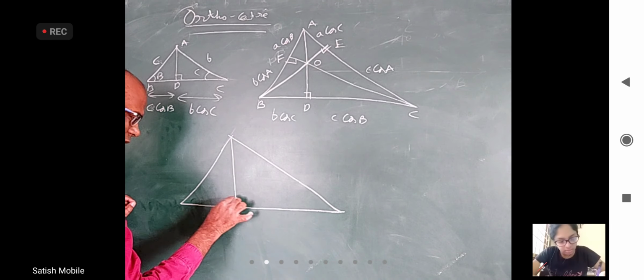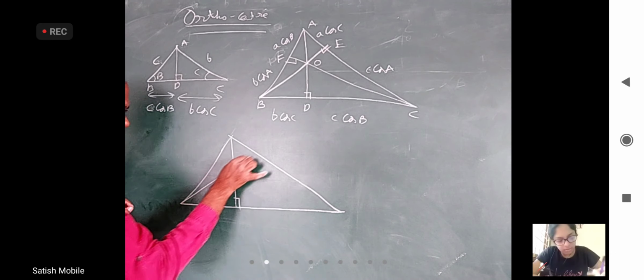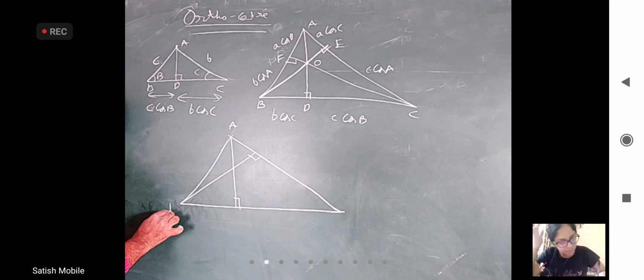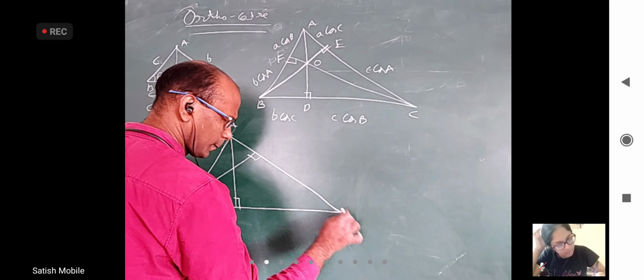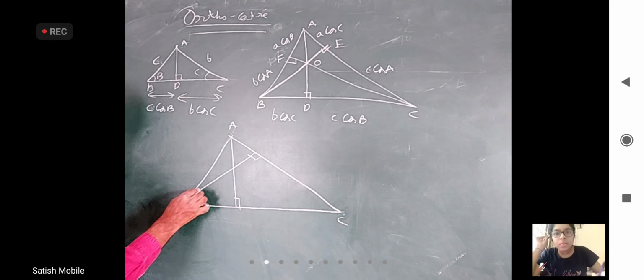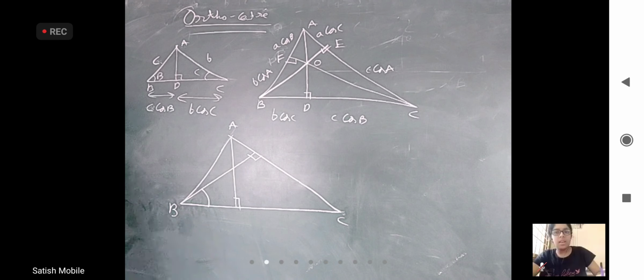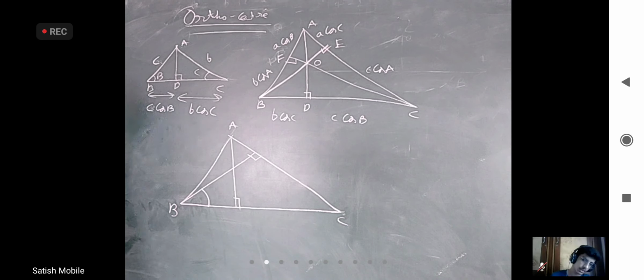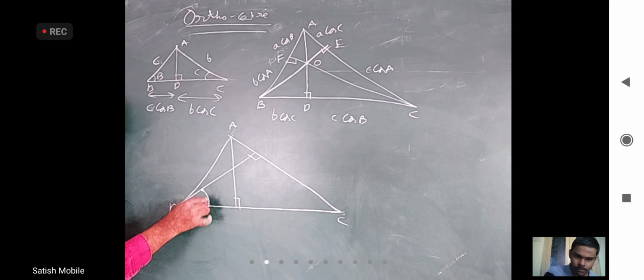I am drawing this altitude and this altitude. This is ABC. Suraj Sankar, what do you think this angle will be? This angle. I'll ask you separately.